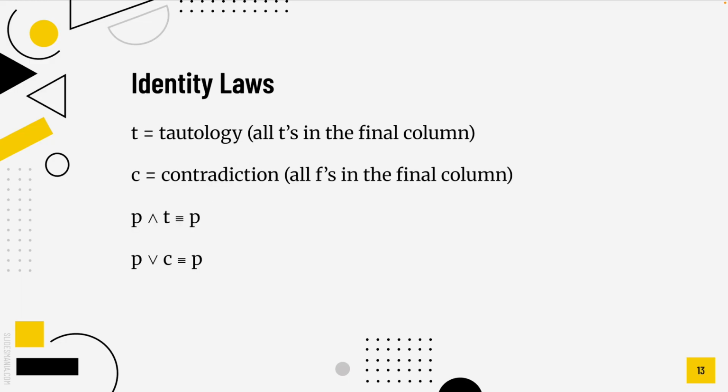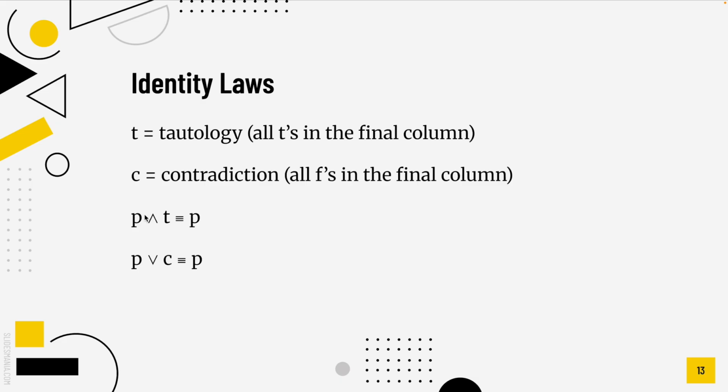We also have some identity laws. So a tautology is if there are all T's in the final column. So the statement is valid, let's say. All T's are in the final column. A contradiction is if there are all falses in the final column. So it's not only an invalid statement, the statements contradict each other.